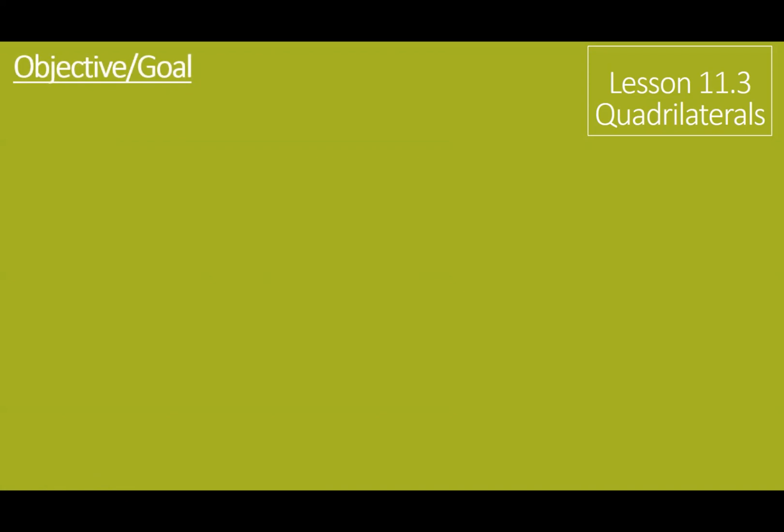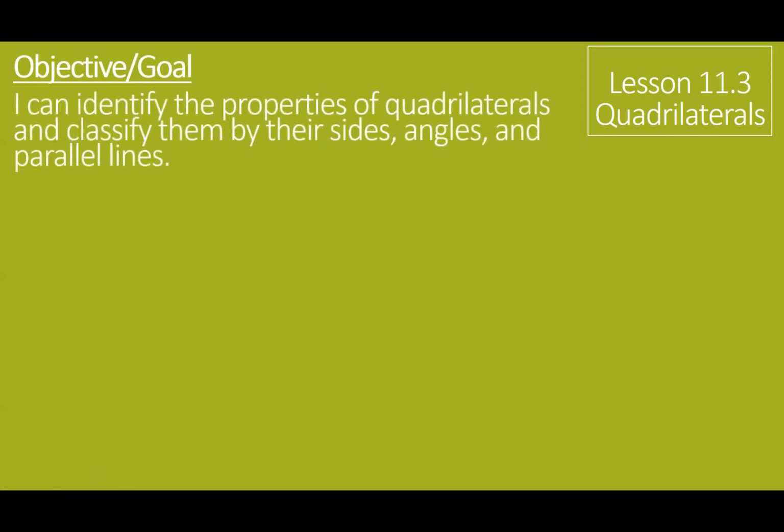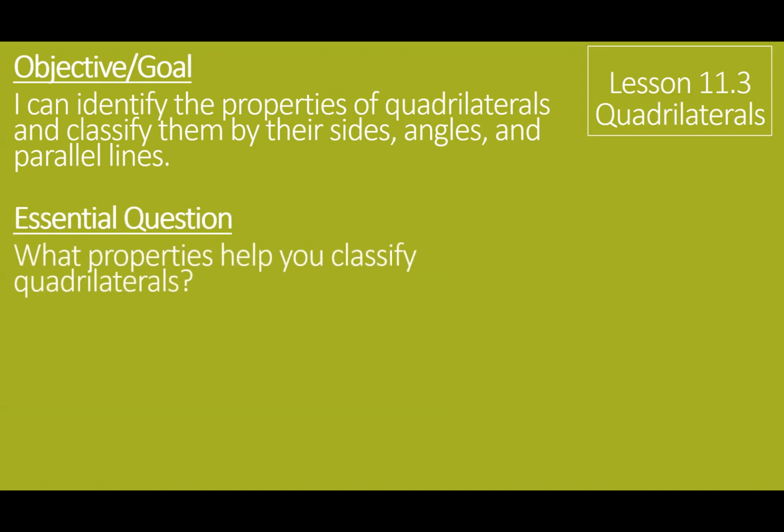Here's our goal for today. Our objective is to show that you can identify the properties of quadrilaterals and then classify them, name them by their sides, angles, and parallel lines. Here's our essential question. What properties help you classify quadrilaterals? Well, we know it's a quadrilateral because the property is that it has four sides. But we're going to further name those quadrilaterals like square and kite and rectangle and rhombus. So you need to think what properties help you classify those special shapes.